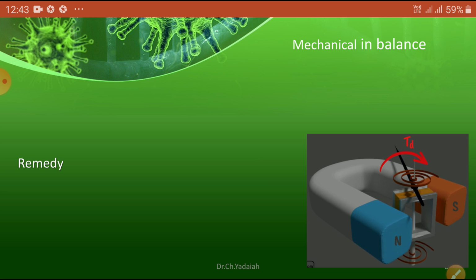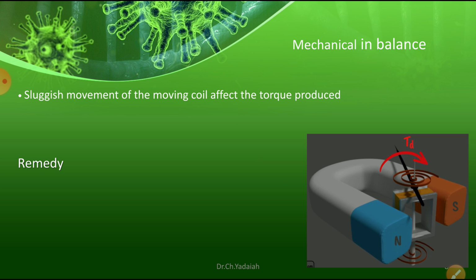So first, the sluggish movement of the coil affects the torque produced, and at the same time the heat produced also affects the mechanical changes. Due to the heat, the balance of the moving system is disturbed, because the metals provided in this have linear expansion. Linear expansion of the metals will also unbalance the spindle. It creates unbalanced weight on the pivot as well as the bearings. So what remedies do we have to take?